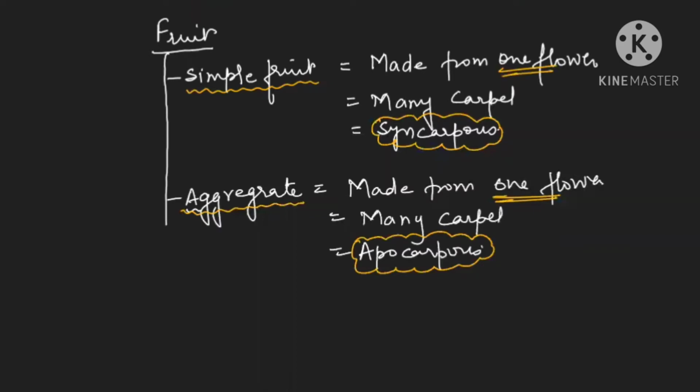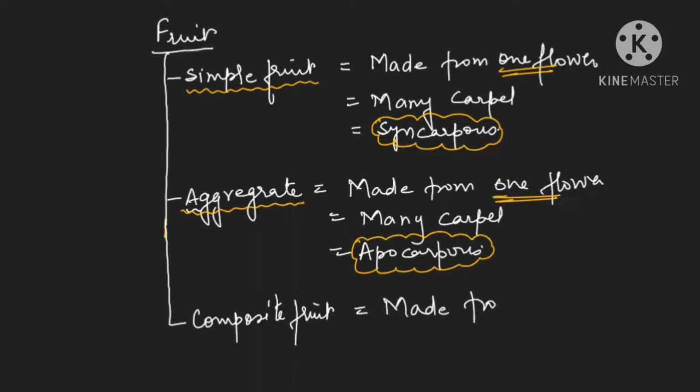Now the third category is not made from one flower but from an inflorescence. Such a fruit is known as a composite fruit when it is made from an inflorescence. And you know, a cluster of flowers is known as an inflorescence. Is it clear? I hope this much is clear.